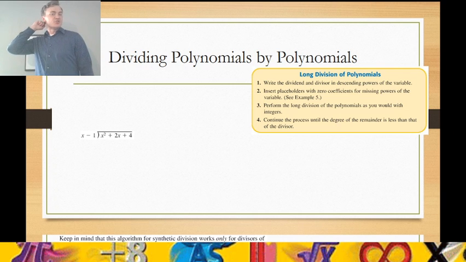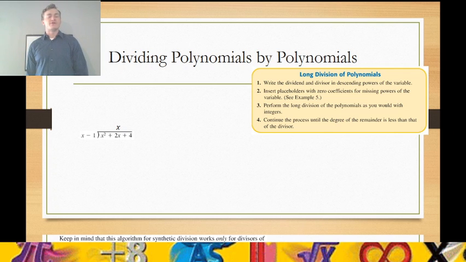Here we have the trinomial x squared plus 2x plus 4. This is being divided by the binomial x minus 1. How do we want to start here? Looking at the largest term in our divisor, x minus 1, we're looking at the x. Looking at the first term in our divisor and the first term in the dividend, we have x and x squared. The question is, how many times will x divide into the x squared? In other words, x squared divided by x is x.